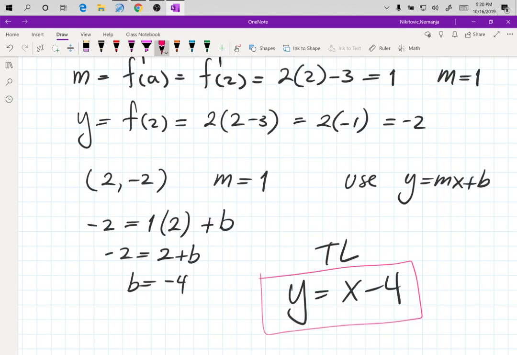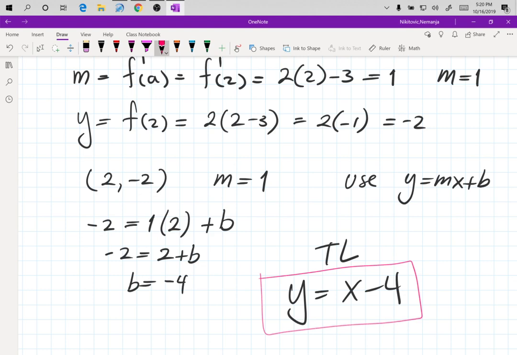Now let's say you care and you want to check this. The fastest way would be to graph both functions in Desmos and make sure they touch at x equals 2. So you switch to Desmos.